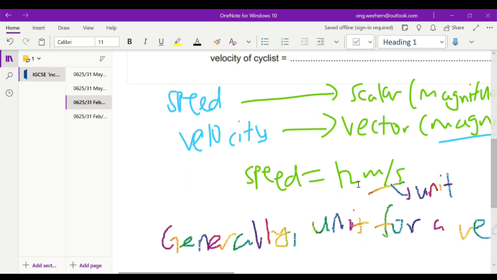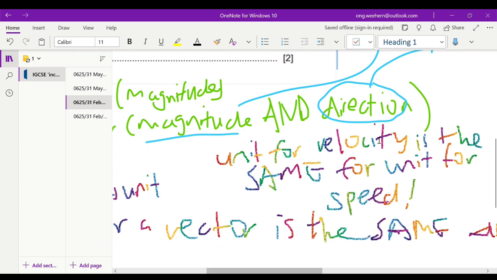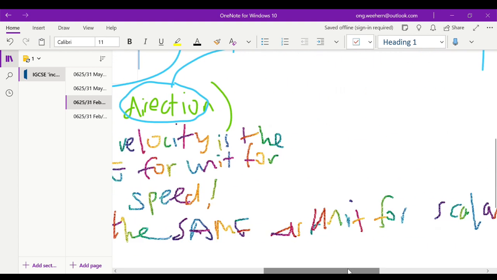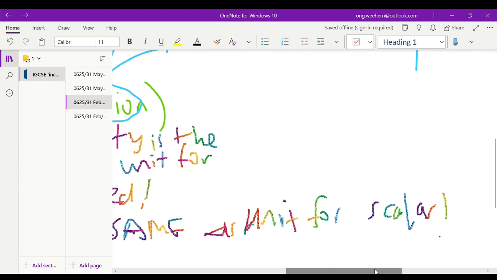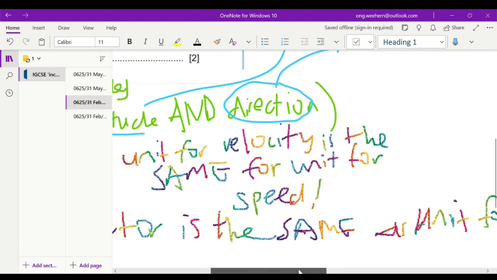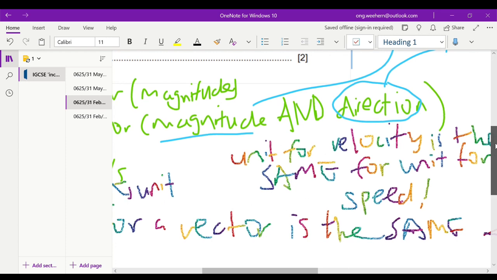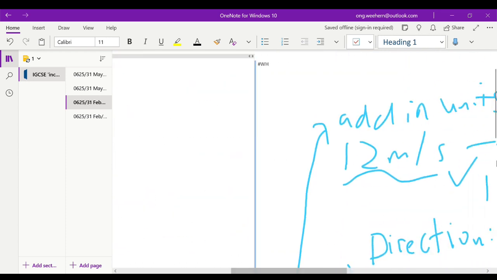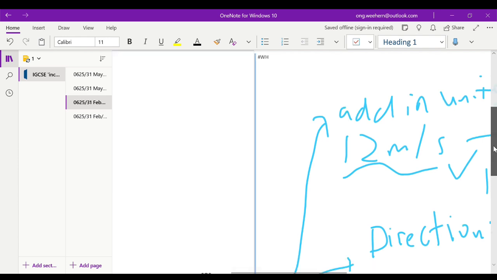So the speed in this case is 12 meters per second, and we have the units here. I want to highlight that the unit for velocity is the same as the unit for speed, and generally speaking, the unit for a vector is the same as the unit for a scalar. Now we have settled the magnitude, and if you write 12 meters per second, you will get 1 mark. But how do you get the other mark for direction?